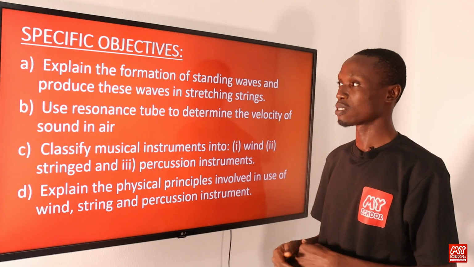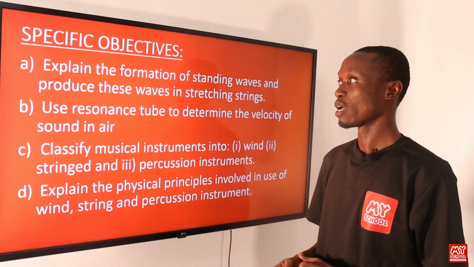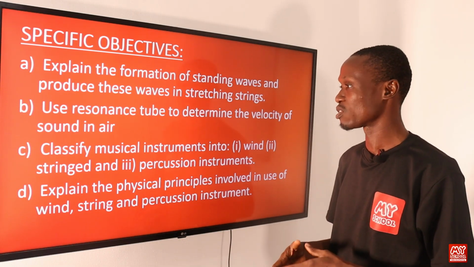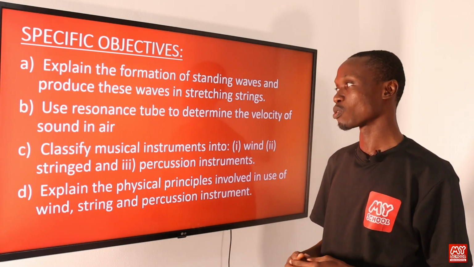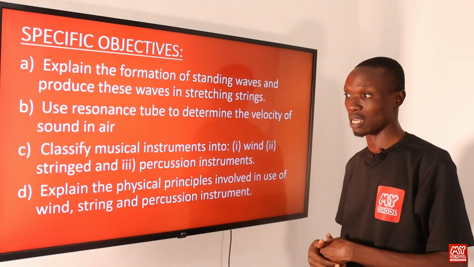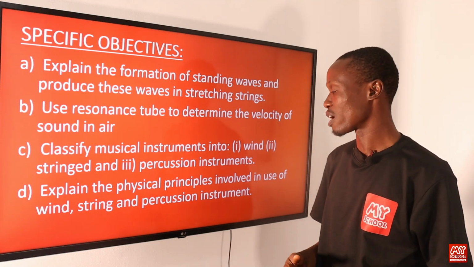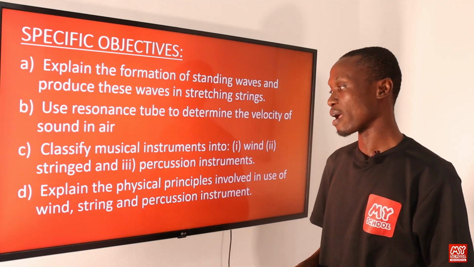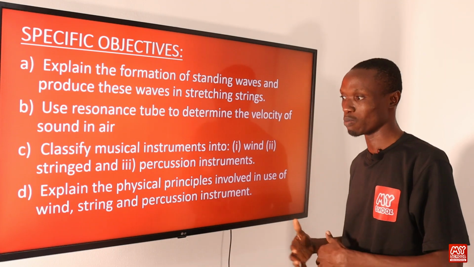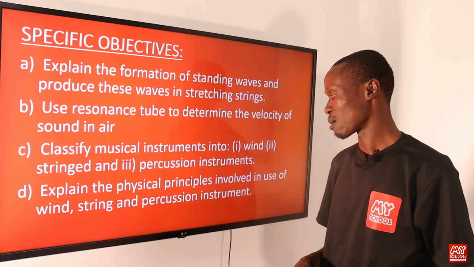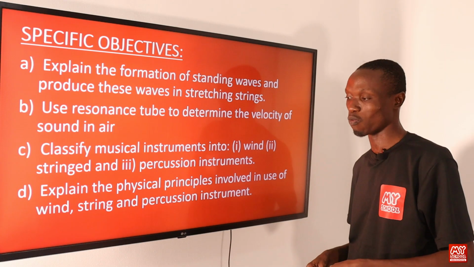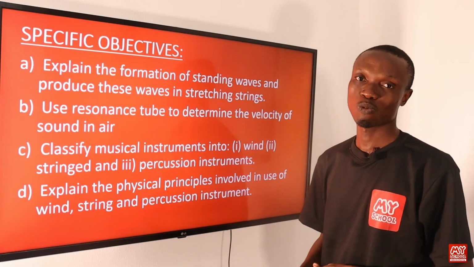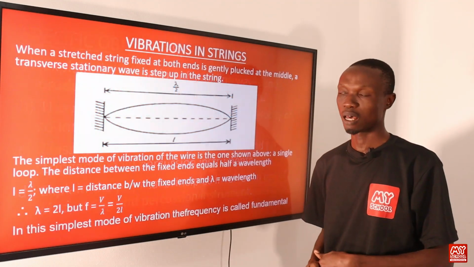At the end of this lesson, scholars should be able to: A. Explain the formation of standing waves and produce these waves in stretched strings. B. Use a resonance tube to determine the velocity of sound in air. C. Classify musical instruments into I. Wind, II. Stringed, and III. Percussion instruments. And D. Explain the physical principles involved in the use of wind, string, and percussion instruments. So let's move to the next slide to begin with our lesson.